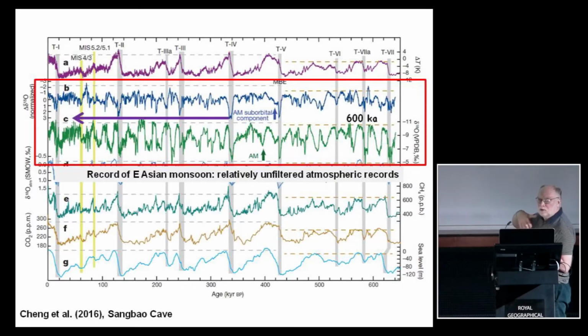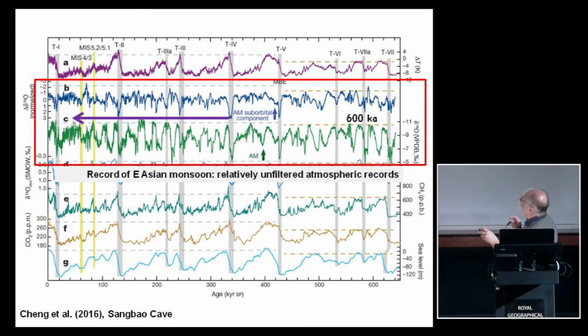And then if you look at the longer term record from caves in China in particular, where there are some fantastic records, this is a composite record stacking together caves. So this, in the red box here, is the record of oxygen isotopes going back 600,000 years, compiled from different caves in China.